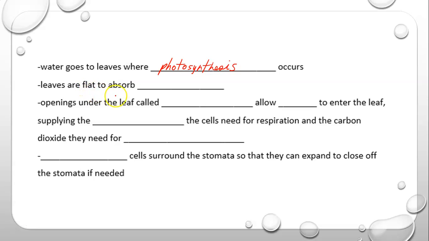The leaves are flat, designed to absorb as much sunlight as possible. And we have these little tiny openings under the leaf that we call the stomata. And that allows for air to enter the leaf, supplying the leaf with the oxygen the cells need for respiration, the carbon dioxide that they need for the photosynthesis, and are surrounded by those guard cells.